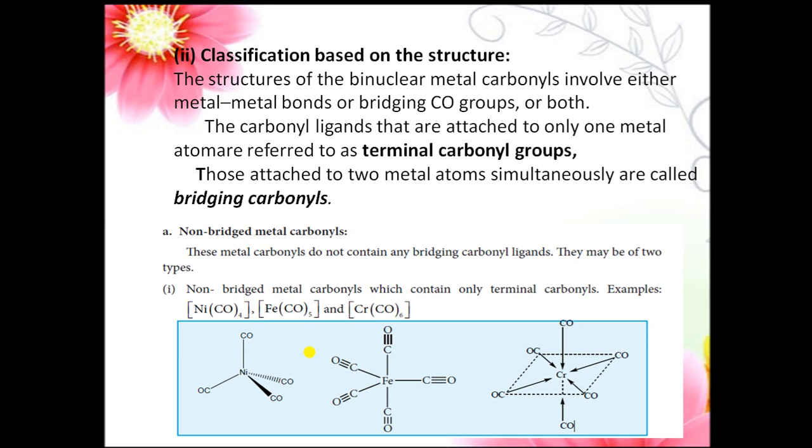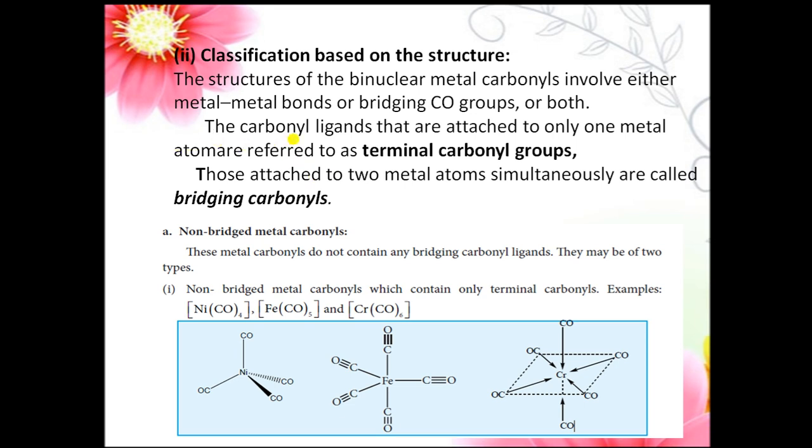The structure of the binuclear metal carbonyl involves either a metal-metal bond or a bridging CO group or both. The carbonyl ligand attached to only one metal atom is referred to as a terminal carbonyl group. If the carbonyl group is attached to two metals, we call it a bridging carbonyl.